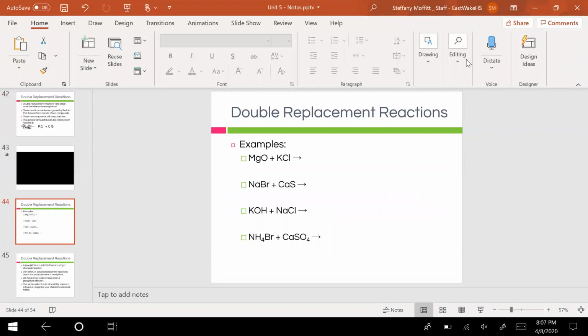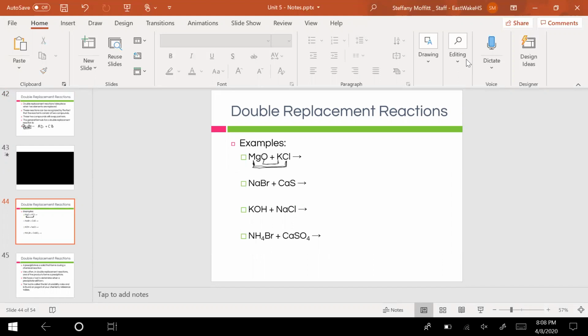So let's just do some examples. And when you make those new products, make sure you crisscross the charges. So for this first example, magnesium is going to bond with chlorine, and potassium is going to bond with oxygen. But we've got to crisscross those charges first. So I'm going to take magnesium, and it's in group 2, so it's got a +2 charge. And chlorine, which is in group 17, has a -1 charge. When I crisscross those, I'm going to get MgCl2 as my first product.